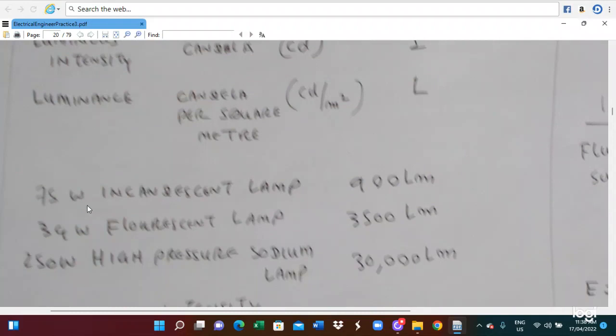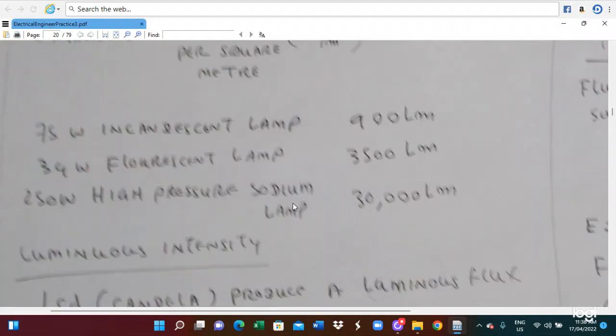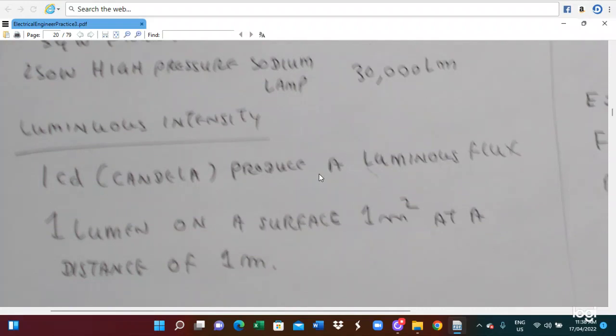A 75 watt incandescent lamp gives out 900 lumen, a 39 watt fluorescent lamp gives out 3500 lumen, and a 250 watt high pressure sodium lamp gives out 30,000 lumen. So these are the kinds of lamps and their illumination levels. Luminous intensity can be defined as follows: one candela produces a luminous flux of one lumen on 1 square meter at a distance of 1 meter.